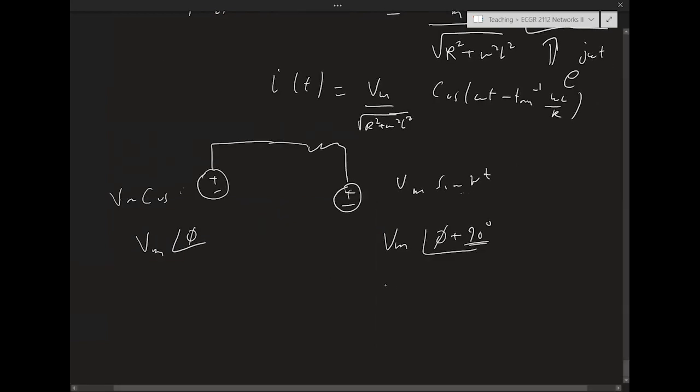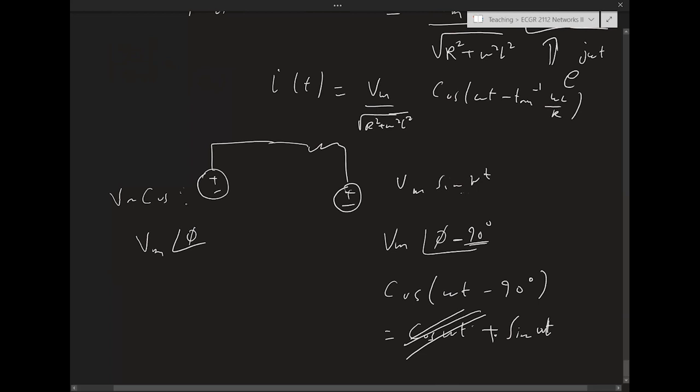Why? Because if I have cosine omega t minus 90 degrees, that's going to be cosine omega t cosine 90 plus sine omega t sine 90, from the trigonometric identity. Sorry, cosine 90 is 0, so this goes away, and sine 90 is 1. So cosine omega t minus 90 is equivalent to sine.